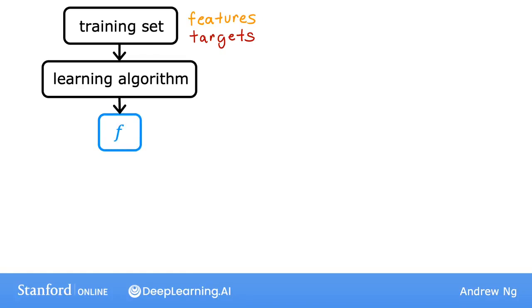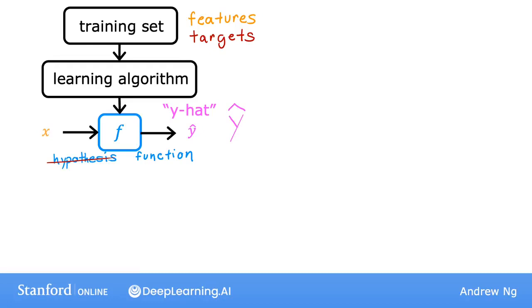We'll write this function as lowercase f, where f stands for function. Historically, this function used to be called a hypothesis, but I'm just going to call it a function f in this class. And the job of f is to take a new input x and output an estimate or prediction, which I'm going to call y hat. It's written like the variable y with this little hat symbol on top. In machine learning, the convention is that y hat is the estimate or the prediction for y.